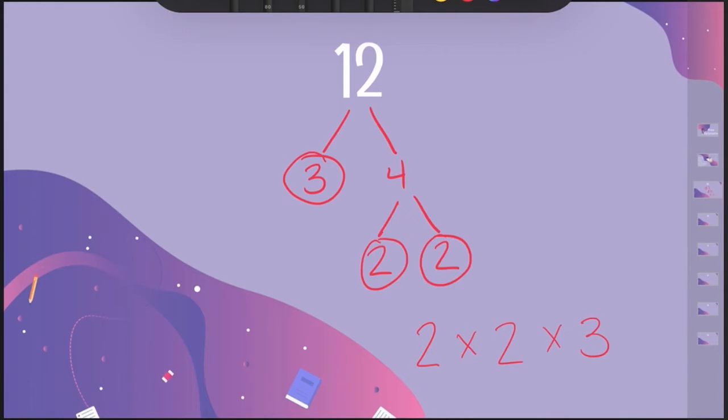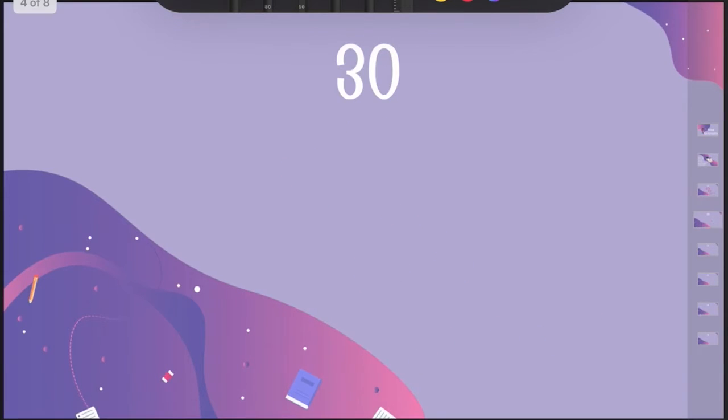So no matter how you start off with it, if your math facts are correct, if your multiplication is correct, you will always end up with the same answer no matter how you start off. Let's look at the next one.